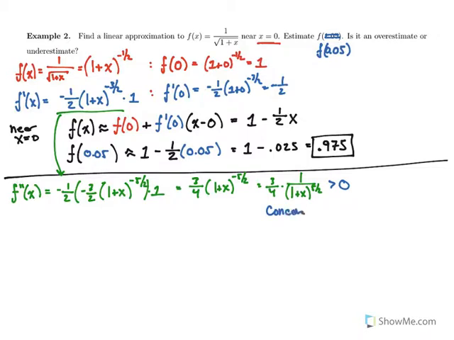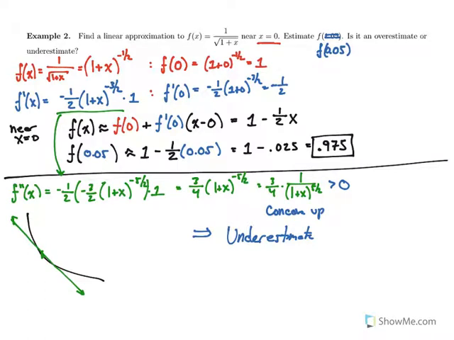So this is concave up, which means that we have an underestimate. Our function looks like this in some capacity. Tangent line is here, and it's going to be lying under the actual function.